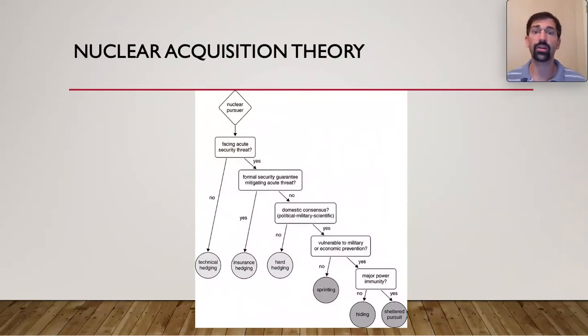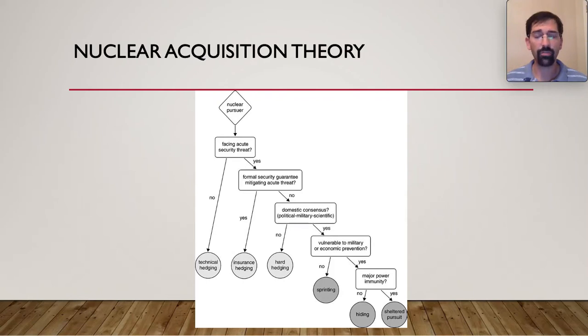This flowchart shows you what good science is, because you can explain this very quickly to anyone. So on the bottom, you have the circles are all the hedging strategies, or not hedging, but all the acquisition approaches. There are 3 types of hedging strategies. Then there's sprinting, hiding, and sheltered pursuit. So those, remember, are the hows of proliferation.